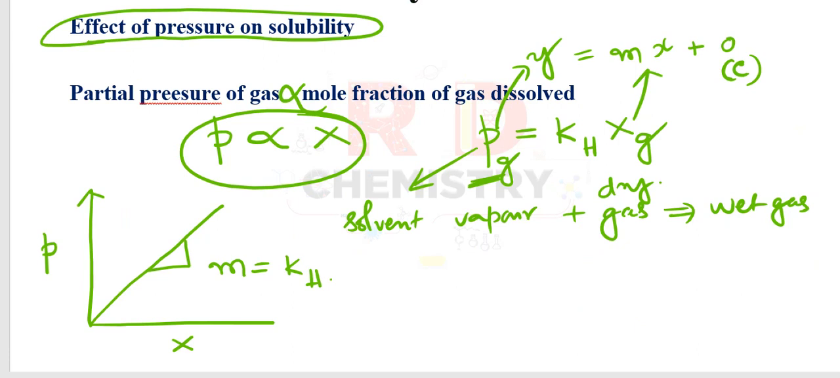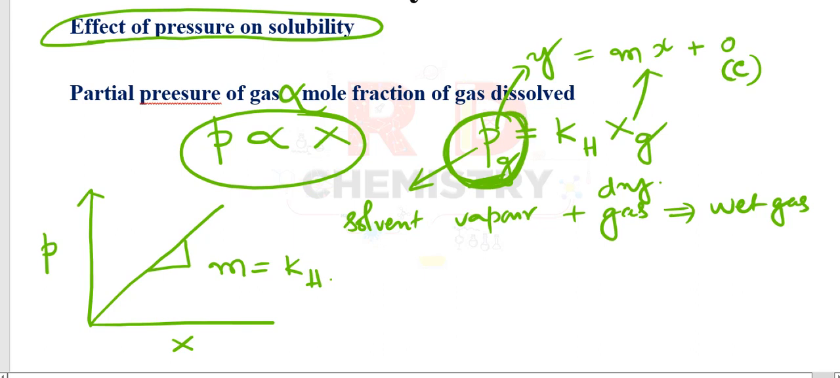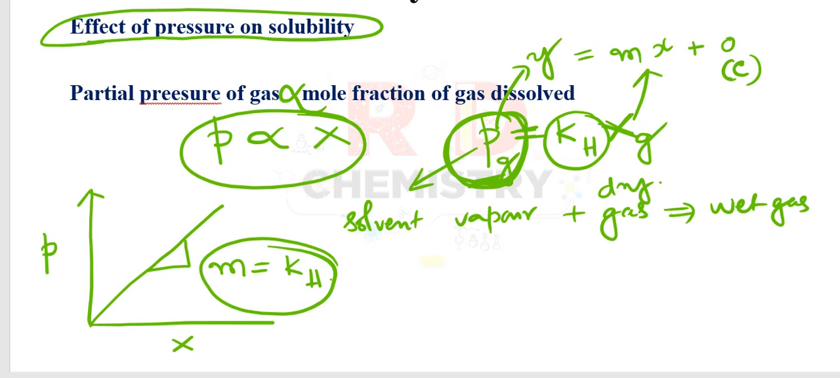So remember here, students, we meant that the partial pressure of the gas is equal to Kh, Henry's constant, into the mole fraction of the gas dissolved in the liquid. Partial pressure is of the gas above the surface of the liquid, and this Xg stands for the mole fraction of the same gas dissolved in the liquid. Okay, remember the slope here is equal to the Kh value, Henry's constant.